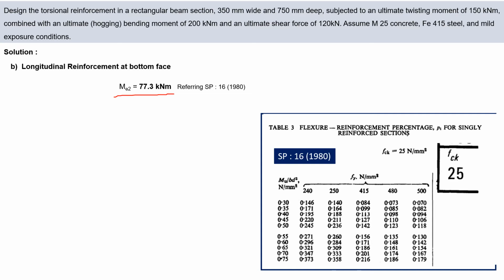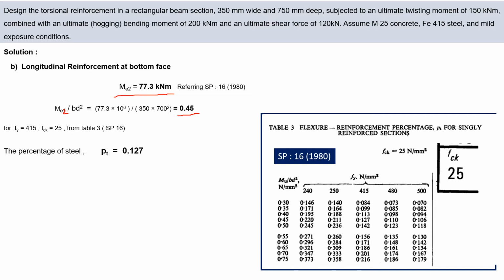Accordingly, as we have done in the previous step, we can refer to SP16, and with the help of this table, we can work out the percentage of steel required and the area of steel required. So where we had ME1, here we have to write ME2. There is one correction made: ME2 by bd square comes out to be 0.45. Based on the value of 0.45, we can directly pick the value from the table, and that value is 0.127. So this is the percentage of steel required to take care of ME2, that is equal to 77.3 kilonewton meter.